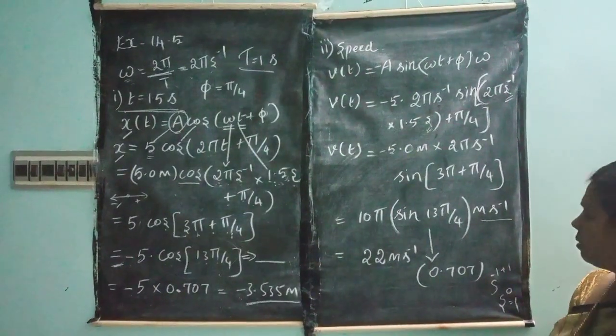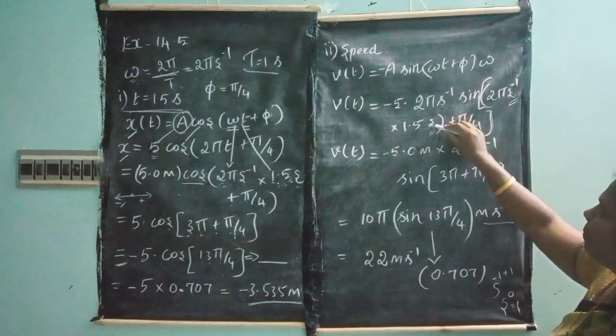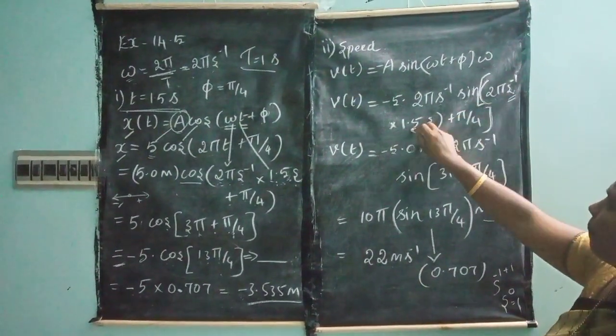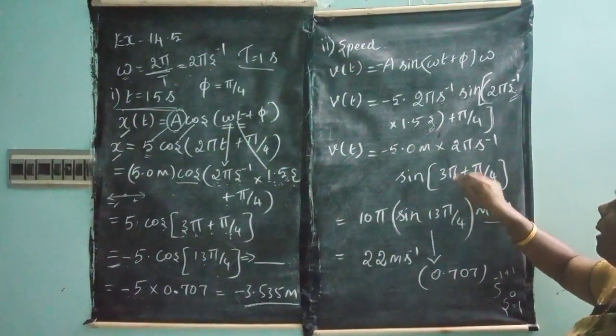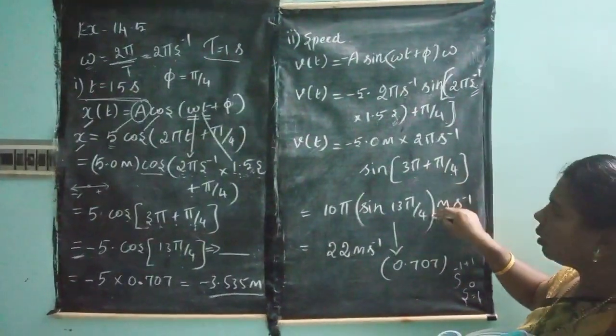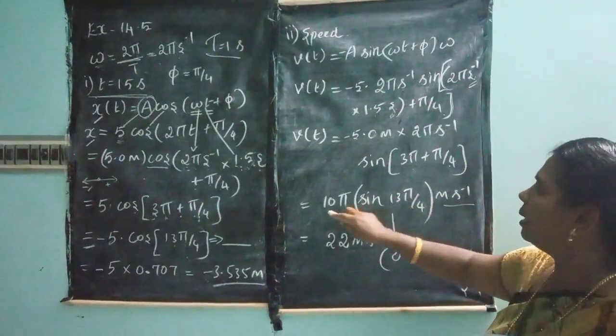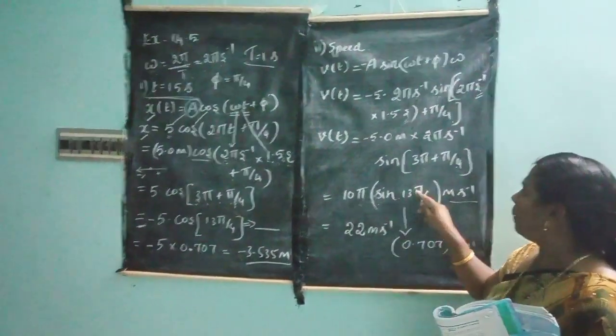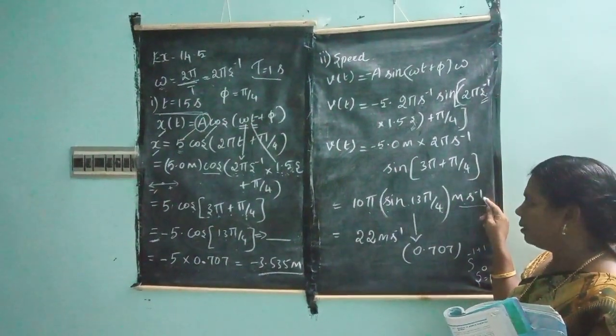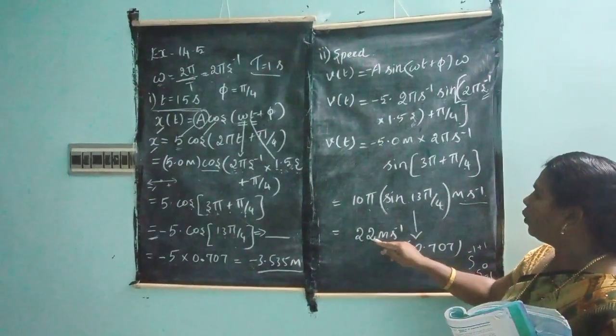Anything to the power 0 is equal to 1, so these two terms cancel. So, 2 pi into 1.5 is equal to 3 pi, plus pi by 4. Therefore, the answer can be written as 10 pi sine 13 pi divided by 4 meter inverse, which is equal to 22 meter per second.